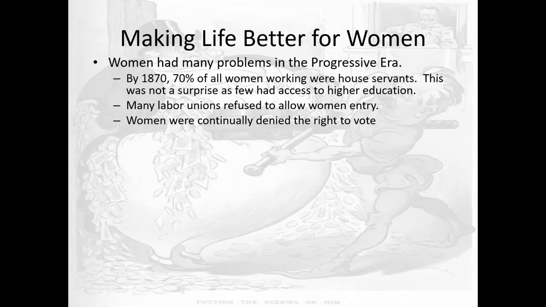Another part of the Progressive Era was making life better for women. Women had many problems in the Progressive Era. By 1870, 70% of all working women were house servants. And this was not a surprise, as very few had access to higher education. We're not talking about college, but we're also talking about high school. Women didn't necessarily go to school. Very few women had a college education. Many labor unions refused to allow women entry, and women were continually denied the right to vote up until the 19th Amendment.